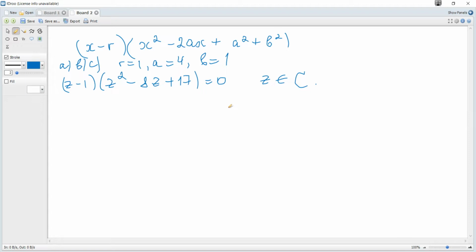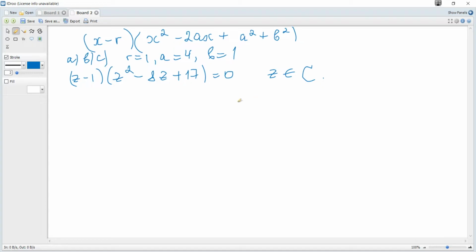In parts a, b, c, let r be 1, a be 4, b be 1. Consider the equation (z − 1)(z² − 8z + 17) = 0 for z a complex number. Question a(i), 1 mark: given that 1 and 4 + i are roots of the equation, write down the third root. We know that if a complex number is a root, its complex conjugate is also a root. How to find a complex conjugate? We just substitute −i for i everywhere in the expression, so 4 − i is the third root.